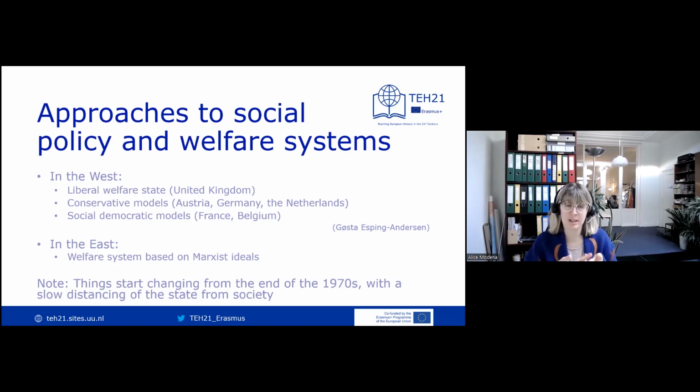And then we have social democratic models, where the state is highly involved in supporting social life, such as France or Belgium. It is important to note, however, that several states lie at the intersection of these models. So they are not quite conservative models, but also not quite fully social democratic models either, for example. And so the boundaries between these three models are not clearly detached from one another.